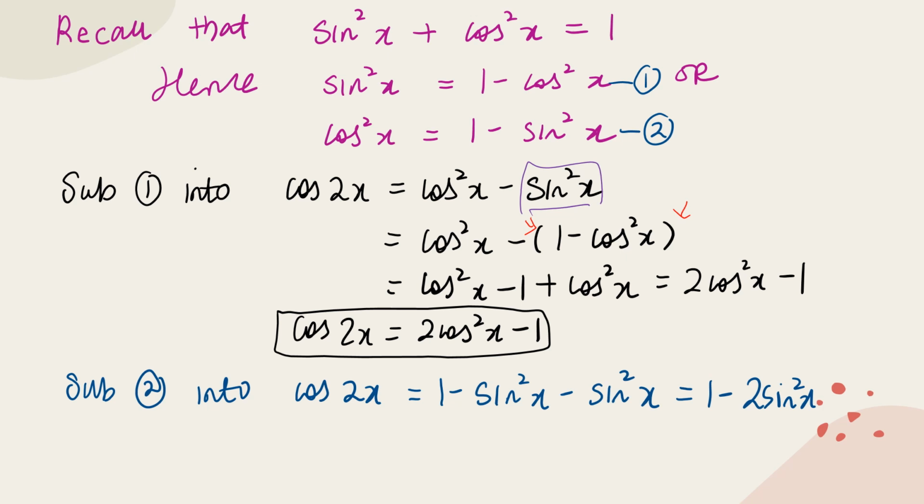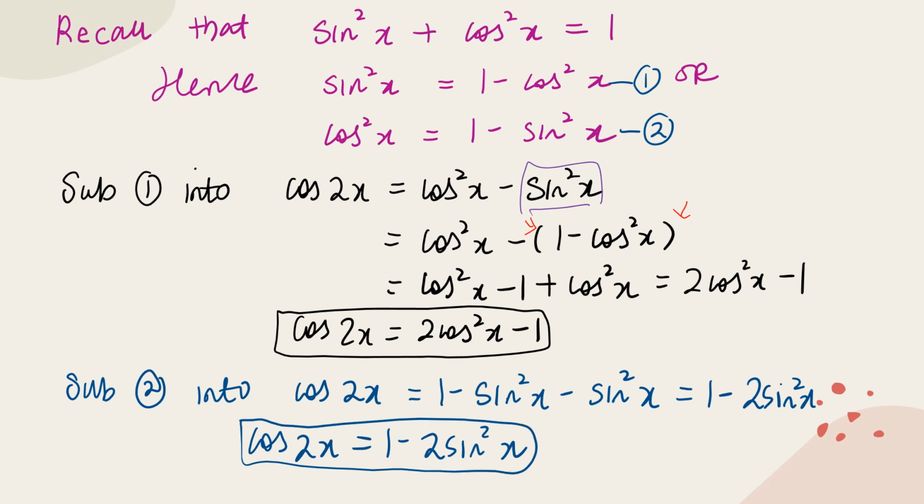Similarly, if you substitute equation 2 into your cos squared x minus sin squared x, in this case you replace your cos squared x with 1 minus sin squared x. You end up getting 1 minus 2 sin squared x. So you get the third formula for cos 2x.